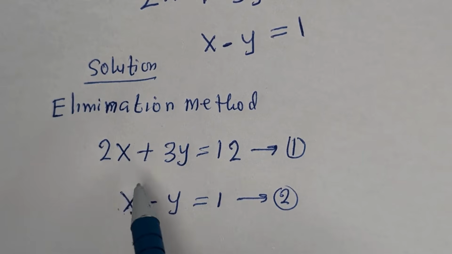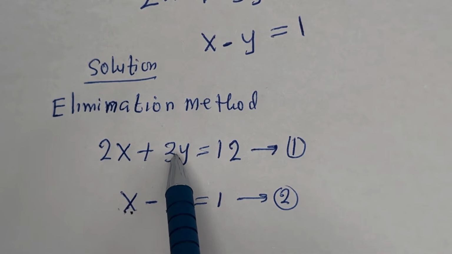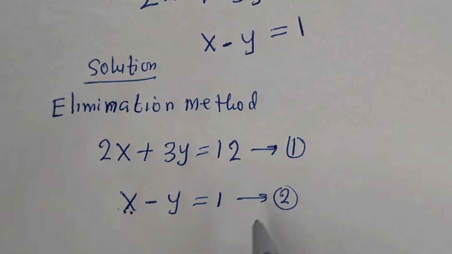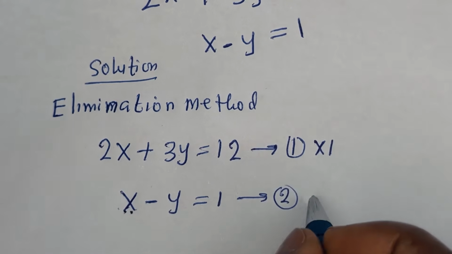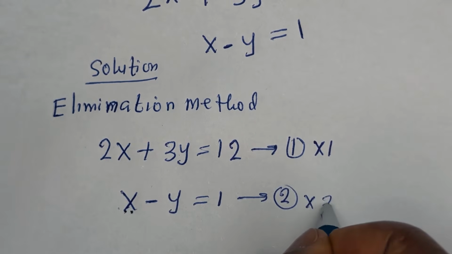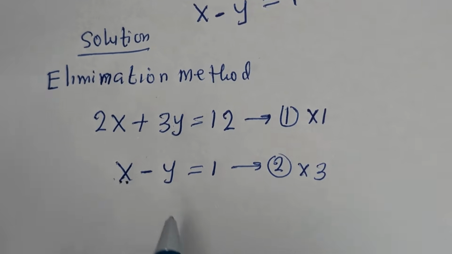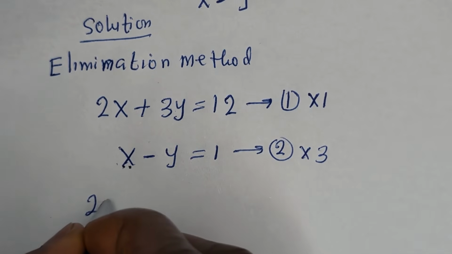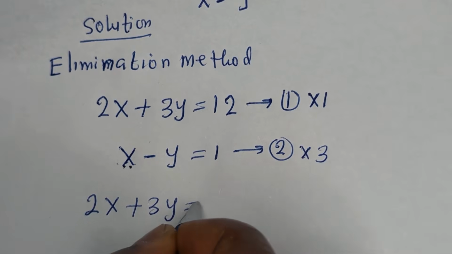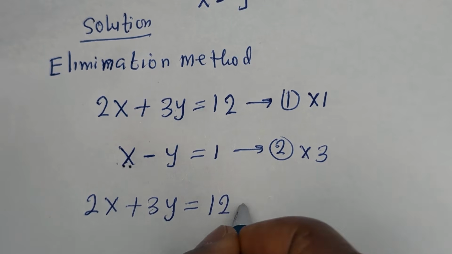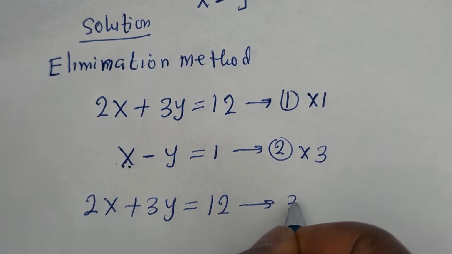So now, in this case, we have 2x here and x here. We have 3y here and y here, but let us eliminate y. So we need to multiply equation 1 by 1 and equation 2 by 3. So here we have 2x plus 3y is equal to 12. Let us call this equation 3.